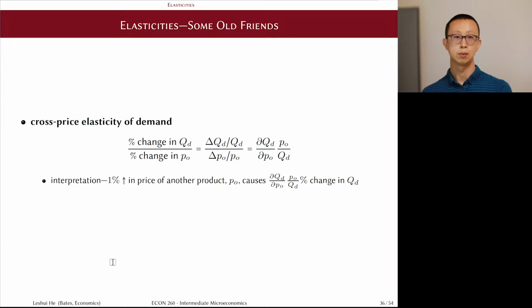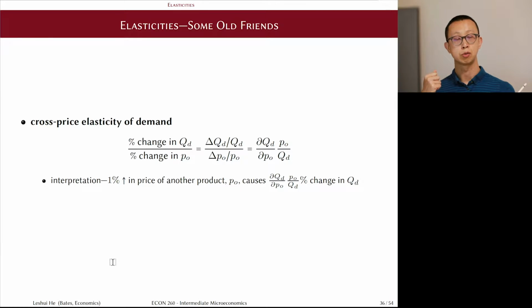In addition to these three elasticities, another elasticity you might come across in many different places is the notion of cross-price elasticity of demand. This notion is to say that if the price of one product increases by 1%, how will the demand of a different product respond to that? For instance, in our previous example, if there's a $1 increase in the price of beef, then the demand for processed pork is going to change.